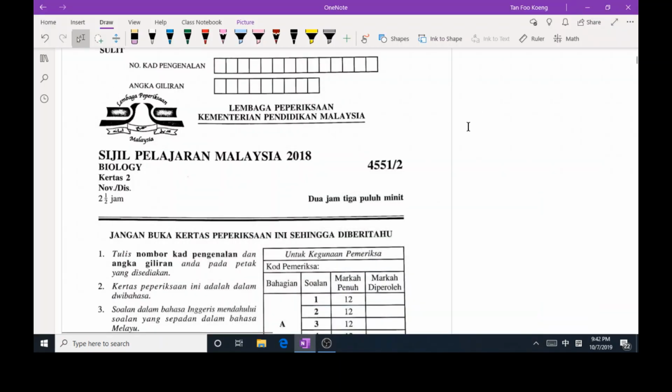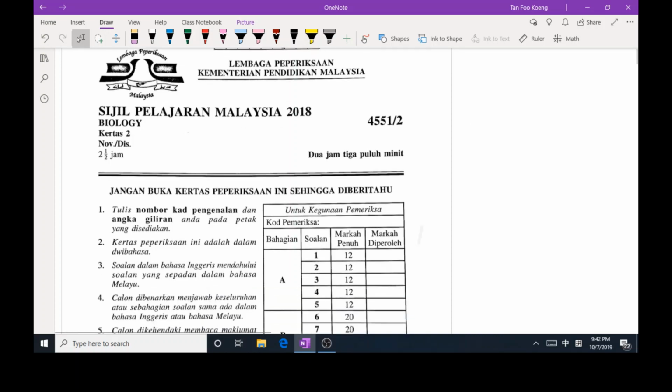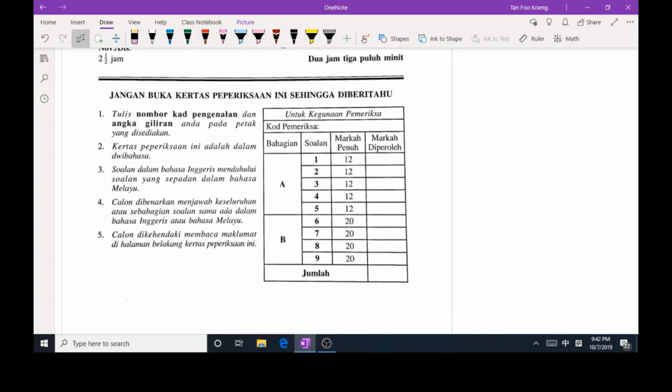Hi, starting today, we are going to look at how to answer the SPM questions, and A is it. Now, this is the SPM biology paper 4551/2, biology paper 2, and basically this paper is divided into two sections. We have section A and section B.